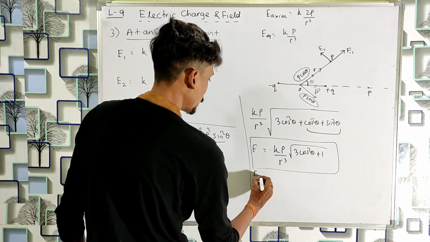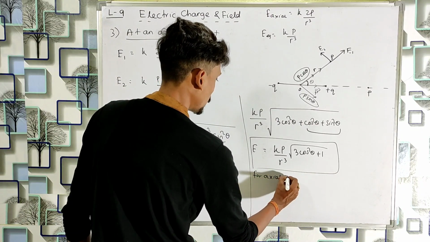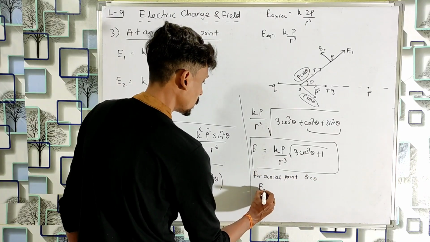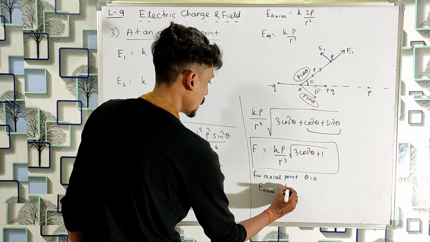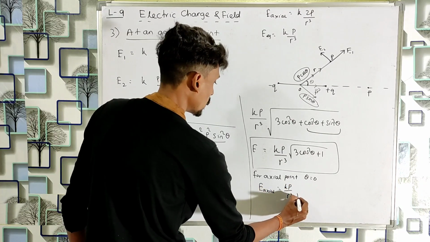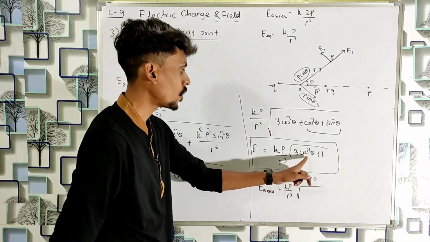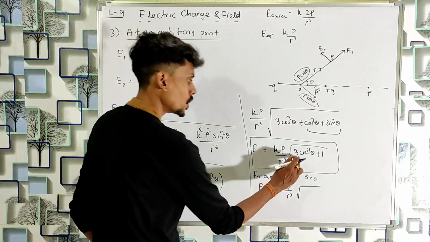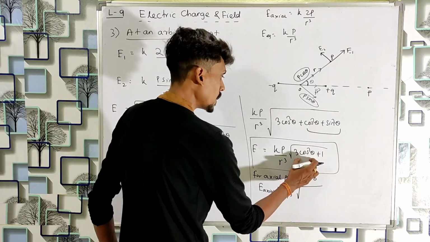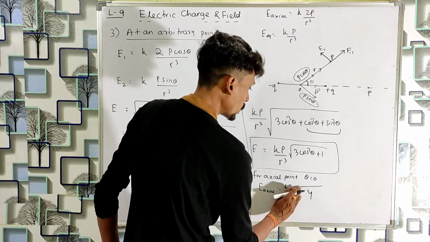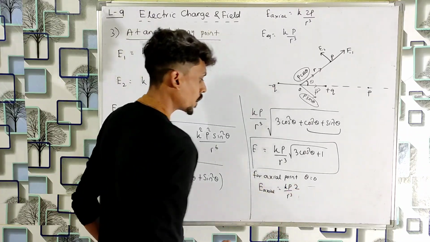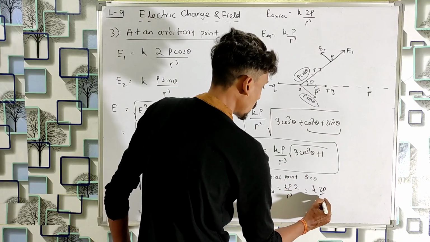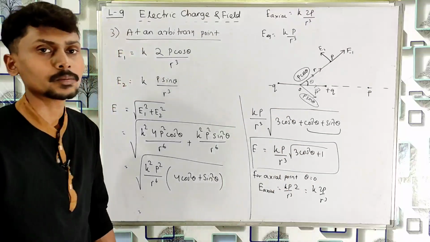So for an axial point, theta equals 0. So what will be E axial? E axial will be K P by R cube into the square root of 3 cos square 0. Cos 0 is 1, so cos square 0 is also 1. So 3 into 1 is 3, and 3 plus 1 will be 4, and the square root of 4 is 2. So we will get K into 2P by R cube.